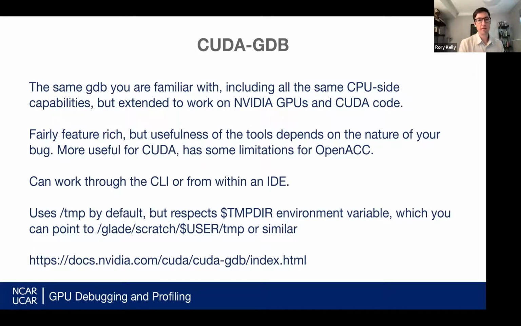It works through the CLI or within an IDE. I think Daniel is going to talk about using it from within an IDE a little bit later, so I'm just going to focus on the CLI. One thing to note, it does use /tmp as a temp directory by default, but it does respect the TMPDIR environment variable, so you might want to set that if you're doing an extended debugging session. And you can get full documentation. Probably the easiest thing is just to Google CUDA-GDB, but NVIDIA has a lot of documentation about it on their site.